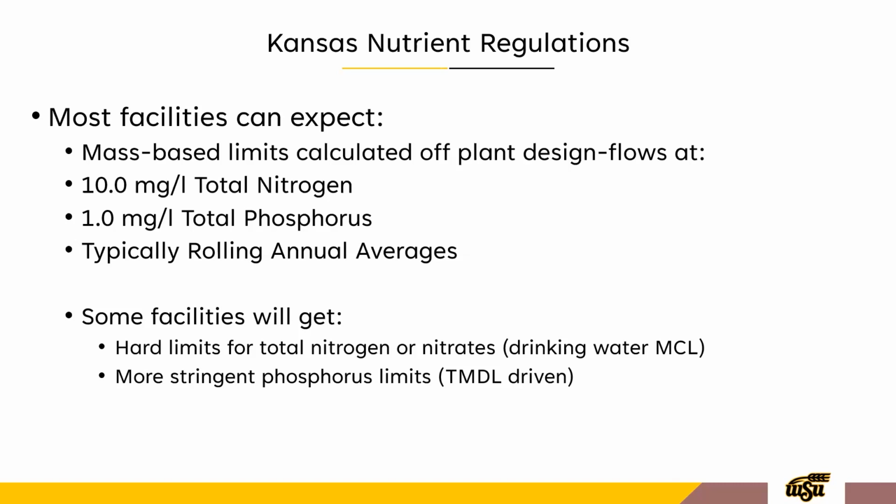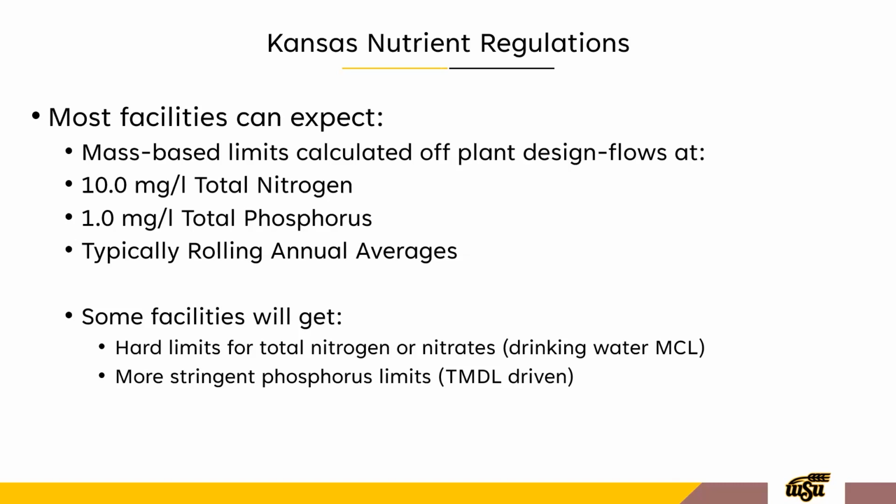So keep that in mind if you're above a surface water intake, particularly if you're pretty close to them. But for mass-based limits, the mass that your facility is going to be facing on a daily pounds per day calculation is going to be 10 milligrams per liter for total nitrogen, and 1 milligram per liter for total phosphorus. These are typically going to be implemented as a rolling annual average. So rolling annual average is the last 12 months, and it moves forward every month by 1 month.